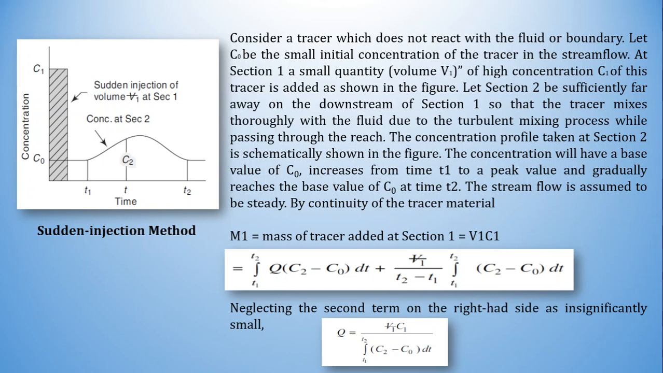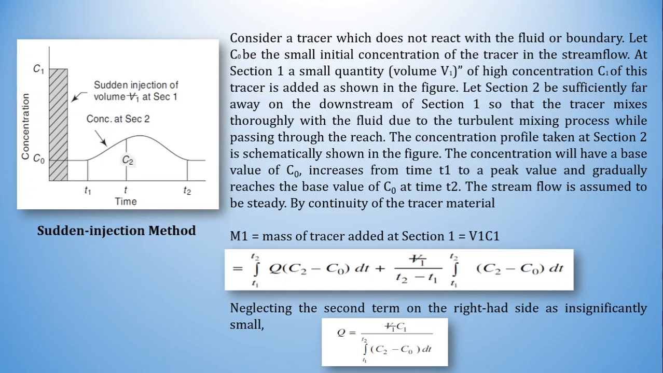So initially, volume V1 of concentration C1 of the tracer is added as shown in the figure. Let section 2 be sufficiently far away on the downstream side of section 1 so that the tracer mixes thoroughly with the fluid due to the turbulent mixing process while passing through the reach. The concentration profile taken at section 2 is schematically shown in the figure.